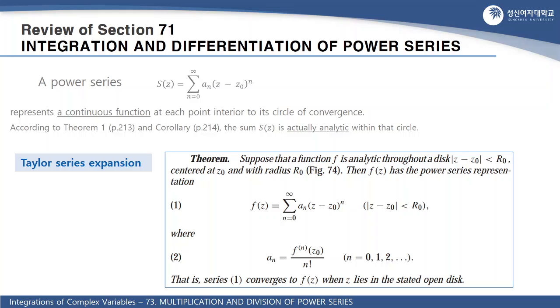Then f of z has the power series representation, expression 1 here. f of z is given by the summation n equals 0 to infinity of a_n times (z minus z naught) to the n, where the absolute value of z minus z naught is less than R naught. Here a_n is defined by the nth derivative of f at z naught divided by n factorial, where n goes from 0 to infinity, that is, n is a non-negative integer.